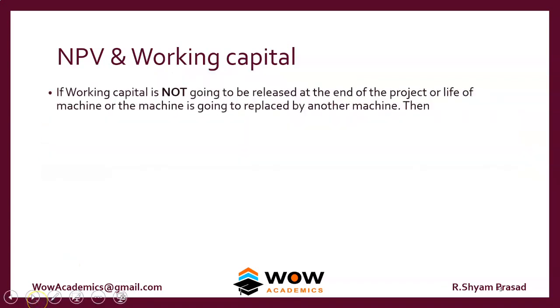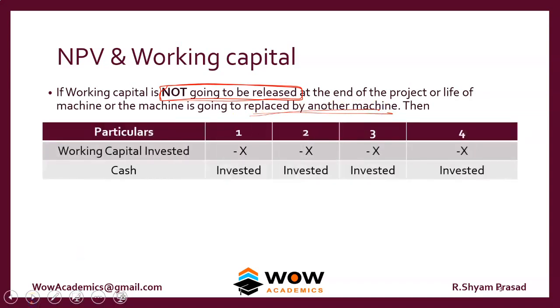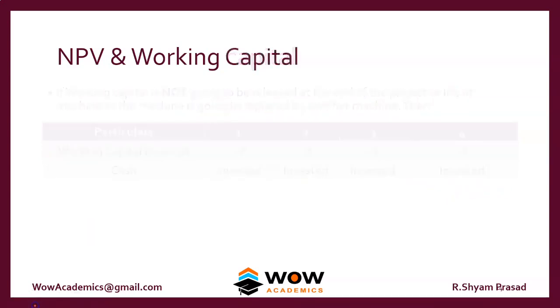So what would happen if the working capital is not going to be released and you just keep continuing with another machine or with another factory? What would happen in that case? In that case, even in the last year, the working capital is just invested. So there's no release of working capital and there's no cash inflow. The last year is also a cash outflow.